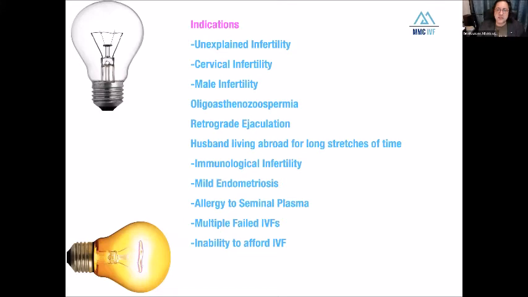Husband living abroad for long stretches of time. In the Asian subcontinent, you have a large percentage of men working abroad. When they come back, we freeze their semen, we process the semen, get it ready for IUI and freeze it, so treatment can be done, or IUI can be done, even in their absence. Immunological infertility, mild endometriosis, very rare disorders like allergy to seminal plasma have also been documented.